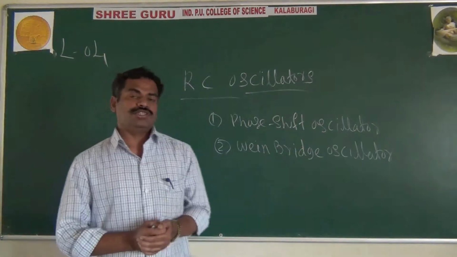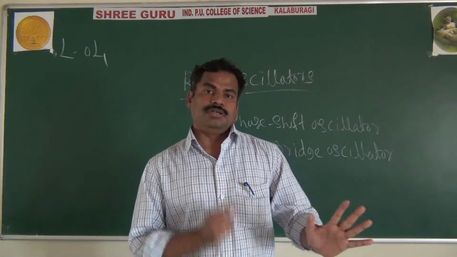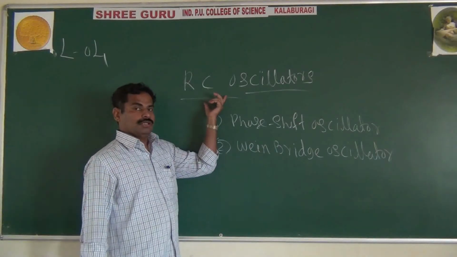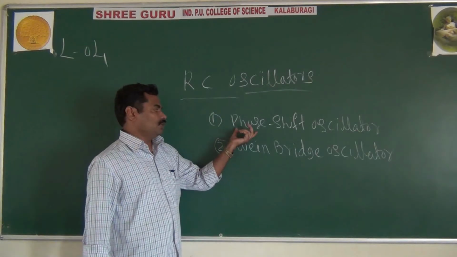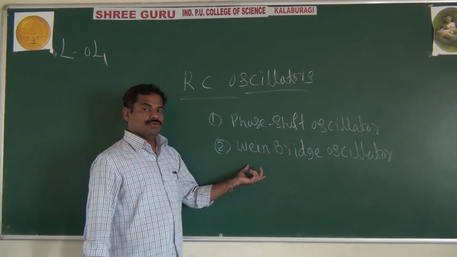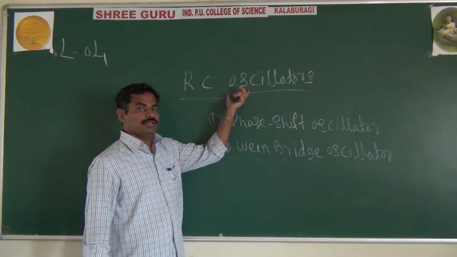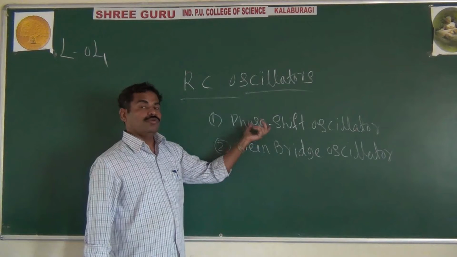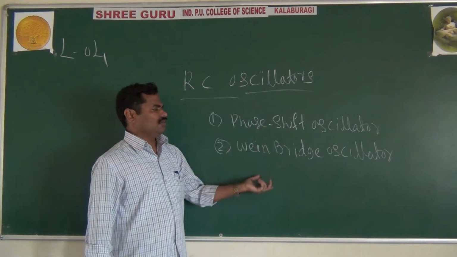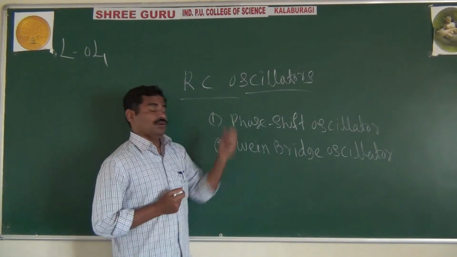Just as you have studied in the LC oscillator two types, the Hartley oscillator and the Colpitts oscillator, in the same way in the RC oscillator you have two types: the phase shift oscillator and the Wien bridge oscillator. They will generate the low frequency signal. And what are the applications of your RC oscillator?